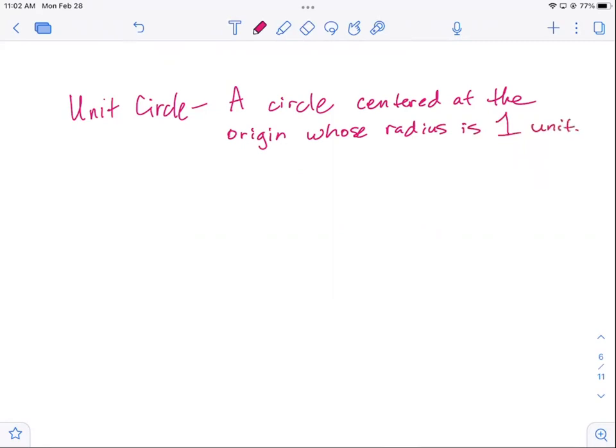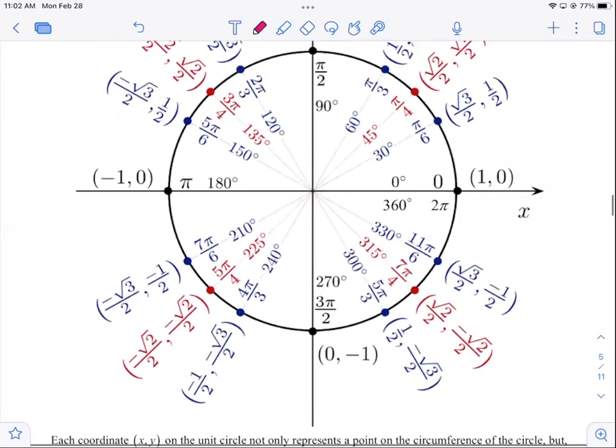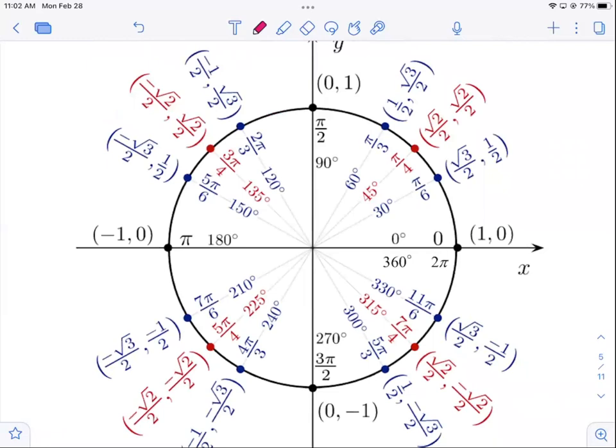And that unit could be anything: inches, meters, bananas, tanks, football fields, stadia, whatever. It's 1 unit long, okay? So why would we be interested in all these numbers? Well, I'm going to kind of work backwards. What this does is it gives us a way to quickly get the 6 trig functions for very common angles.